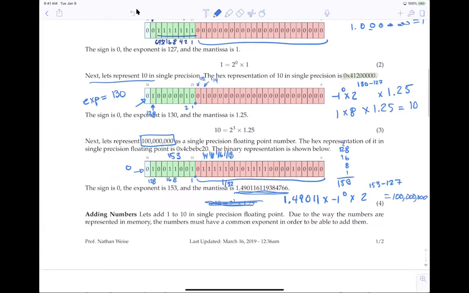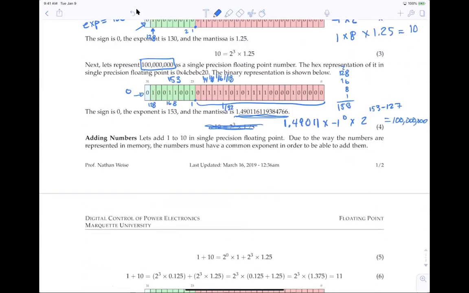That's okay. So let's talk about adding numbers in floating point, and you'll see why you can't use a binary adder. So let's try to add 1 to 10 in single precision floating point. Due to the way they're represented in memory, the numbers must have a common exponent in order to be able to add them. So what that means is you would like to get a common exponent, and then once you do, you can just straight up add the mantissas like you would in a binary adder. And then you have to store it back to whatever the most significant representation was.